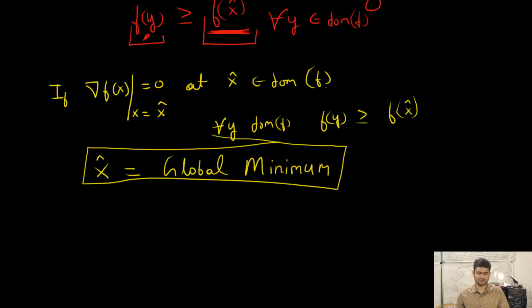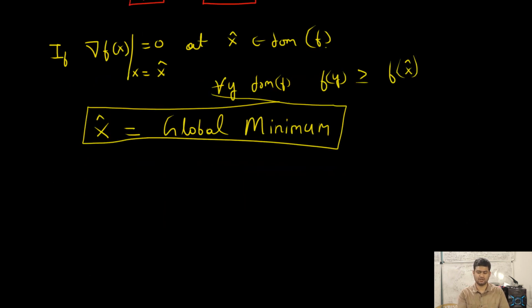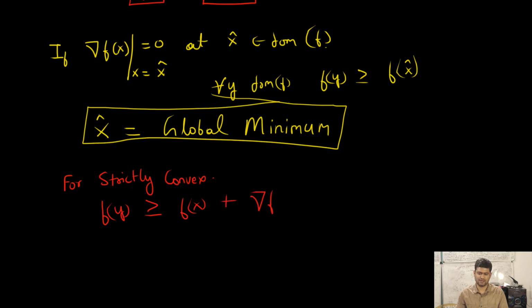And in case of a strictly convex function, the first order condition is, for strictly convex functions, we have that f of y is greater than f of x plus the gradient of the function f at x transpose times y minus x. Sorry, this is a greater than sign instead of greater than or equal to. So any strictly convex function will satisfy this condition for y not equal to x. When y equals x, there is equality. So for any point y not equal to x, a strictly convex function will satisfy this property.